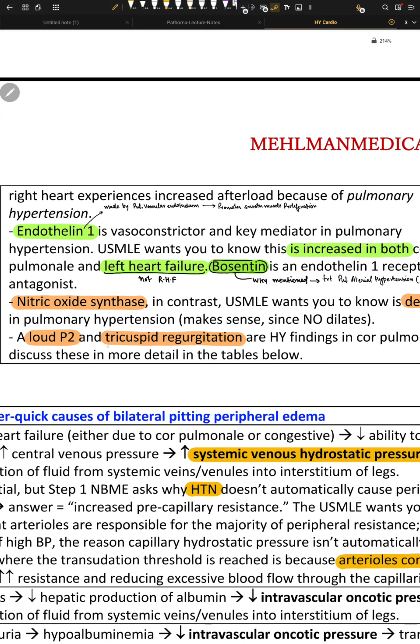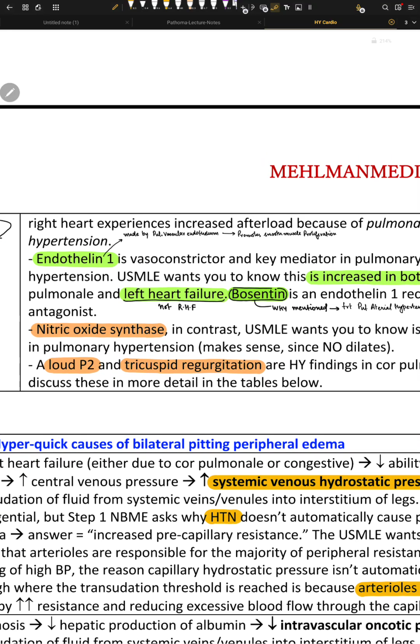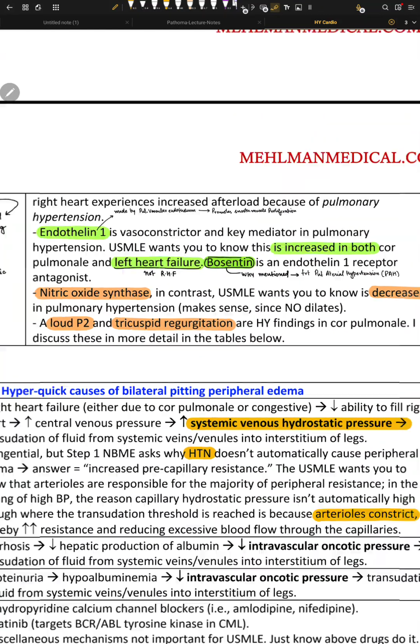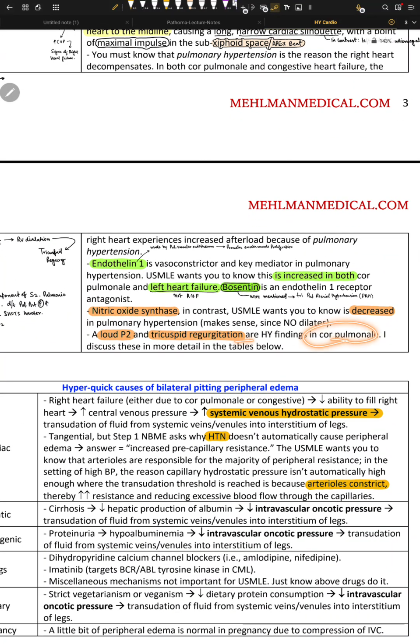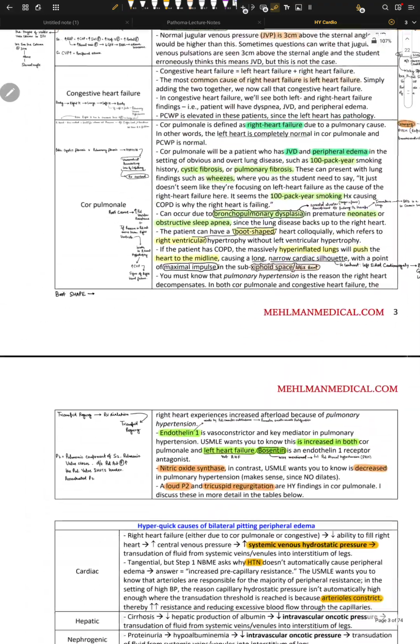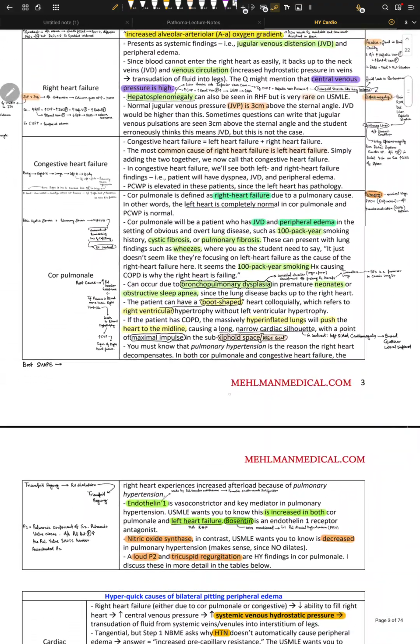So we see tricuspid regurg because of the increased pressure in the right heart. And then we have high yield findings of cor pulmonale, and I discuss these in more detail in the table below. So that is cool. So absolutely follow Mehlman, he's amazing.